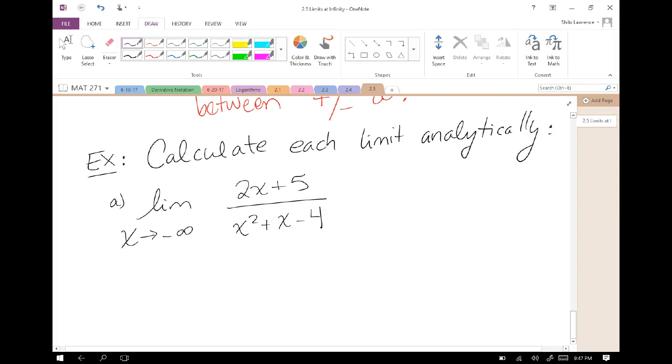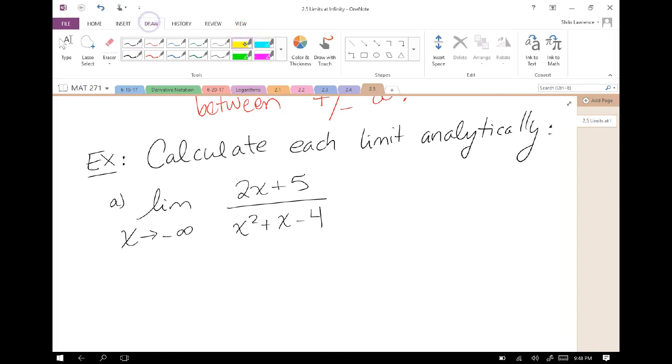We want to know the limit as x approaches negative infinity for (2x + 5) divided by (x squared + x - 4). With those 3 rules, we can do this very, very quickly. We don't have to look at the graph. We don't have to make a chart. All we have to do is look at the degree in the numerator and the degree in the denominator and see if they're equal or if the top is bigger or if the bottom is bigger.